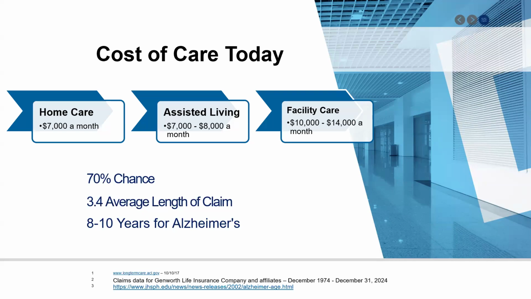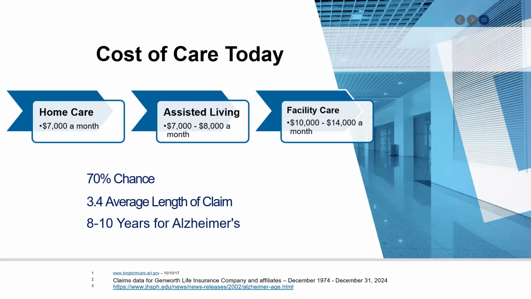So a couple of statistics that you see often is about a 70% chance of someone over the age of 65 needing care. Average length of claim is around 3.4 years. It's probably a little high for men, but 3.4 years maybe for females. Men, it's a little bit less. And then something like Alzheimer's or dementia, those cognitive claims can certainly be 8 to 10 years in length.